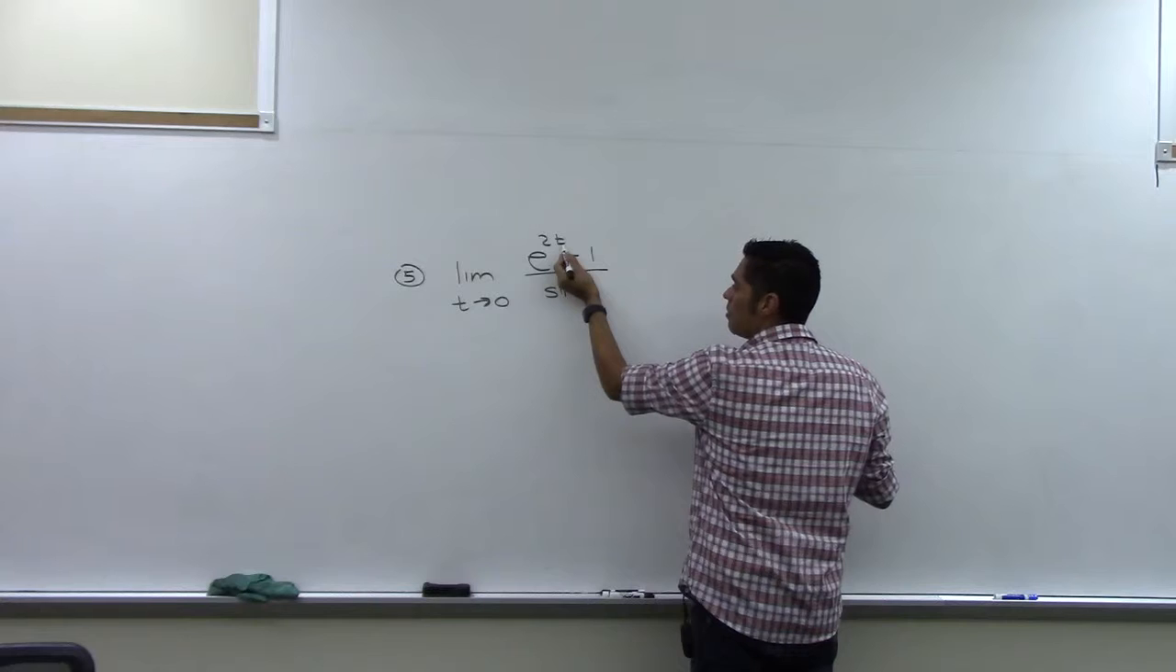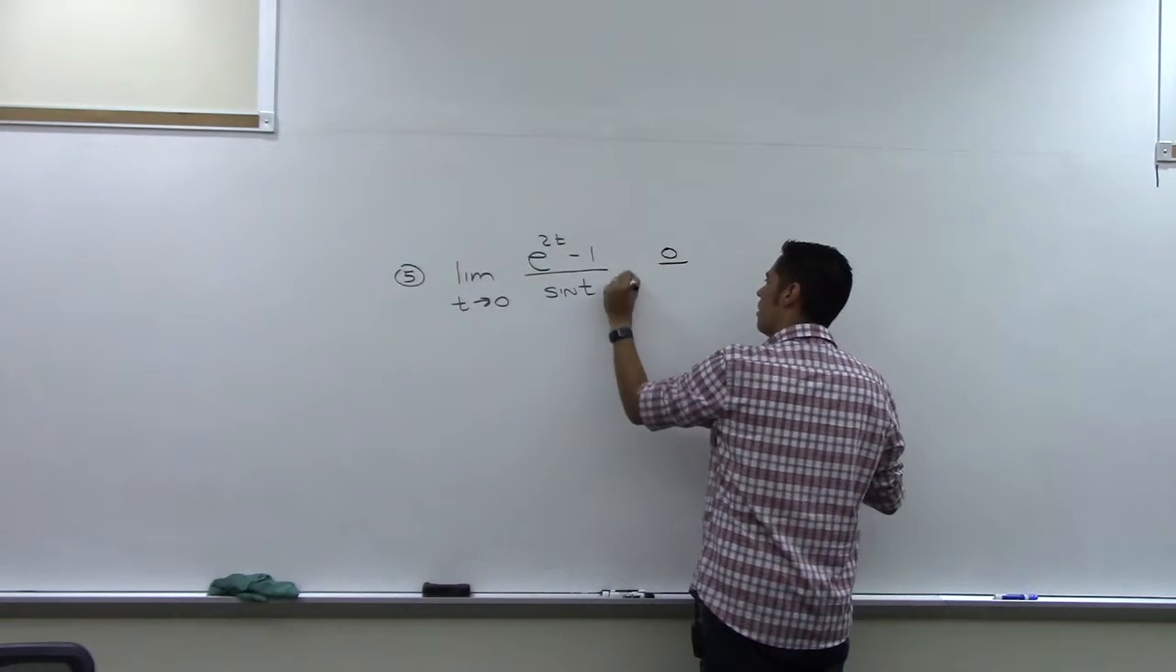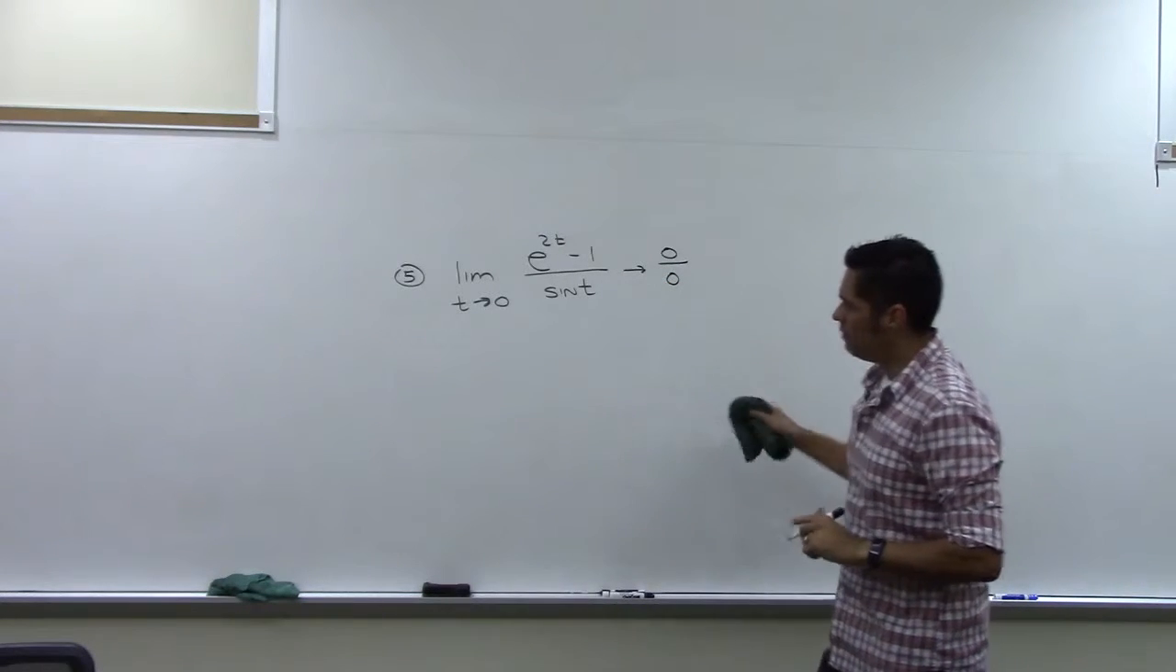2 times 0 is 0. E to the 0 is 1. 1 minus 1 is 0. So the top is 0. And sine of 0 is 0. So we have the appropriate form we need for L'Hopital's rule.